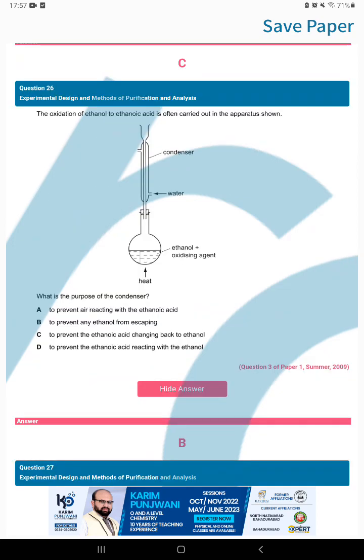The oxidation of ethanol to ethanoic acid is often carried out in the apparatus shown. What is the purpose of the condenser? To prevent air reacting with the ethanoic acid, to prevent any ethanol from escaping, to prevent the ethanoic acid changing back to ethanol, or to prevent the ethanoic acid reacting with the ethanol.